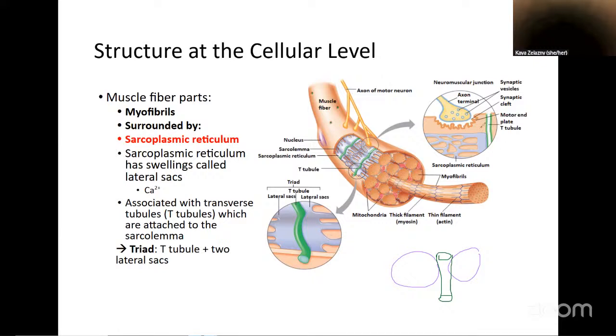So you can also see how these are located near our motor end plate as well, right? So here's where we have that somatic nerve coming in. That's our axon terminal and our terminal bouton. Here we have those synaptic vesicles that would be full of acetylcholine. Here's the motor end plate where we'd have those nicotinic cholinergic receptors. So this is where we'd be creating an end plate potential turning into an action potential. We're ready to propagate down this T tubule and interact with this sarcoplasmic reticulum.